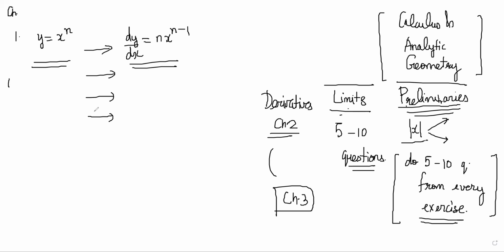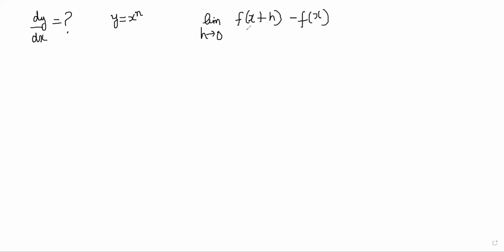Okay. So for now, let's do this one. Find the derivative of y is equal to x power n at any general point x, right? Ultimately what we have to calculate is dy by dx when y is equal to x power n. So what do you have to do? You have to do the limit of h tends to 0, f of x plus h minus f of x by h, right? Yes, sir. Now try it yourself once, see what happens.